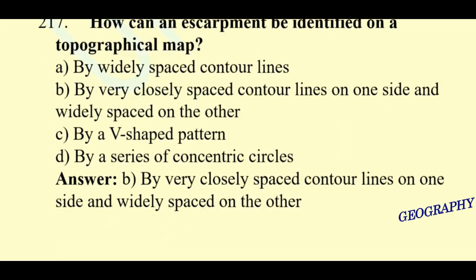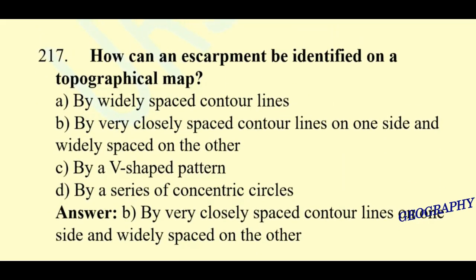Question 217. How can an escarpment be identified on a topographical map? By widely spaced contour lines, by very closely spaced contour lines on one side and widely spaced on the other, by a V-shaped pattern, by a series of concentric circles. So the right answer will be by very closely spaced contour lines on one side and widely spaced on the other.